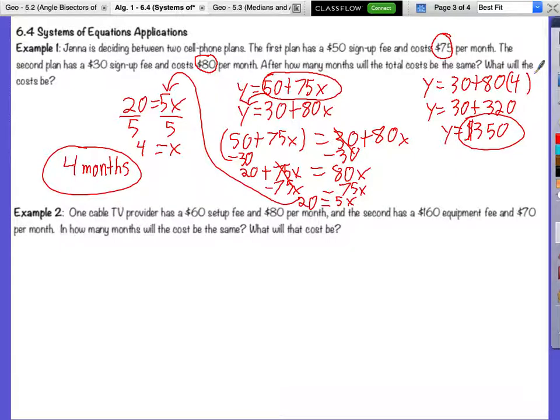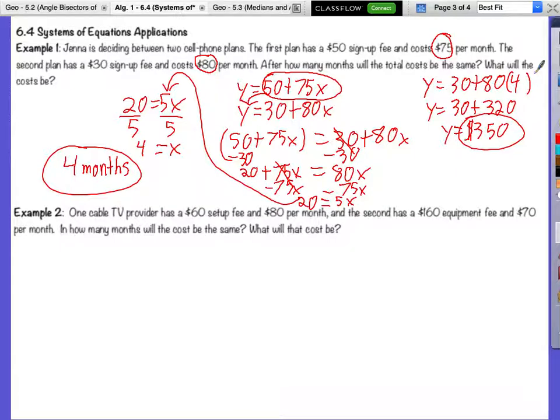So then we said, okay, we set it up to where y was our total cost. We had it equal to 50, the sign-up fee, plus $75 per month, x. And the same thing for the next one, y being the total cost, $30 sign-up fee plus $80 per month, 80x. X being the months. So did we choose to solve it by substitution or by elimination this class? You guys have it in your notes. Which method did we choose? Substitution. We did substitution, okay. So we chose to solve it by substitution, which is what's on here.